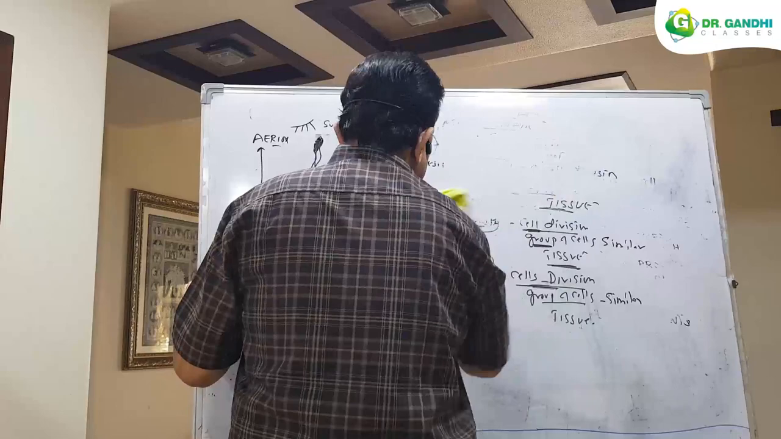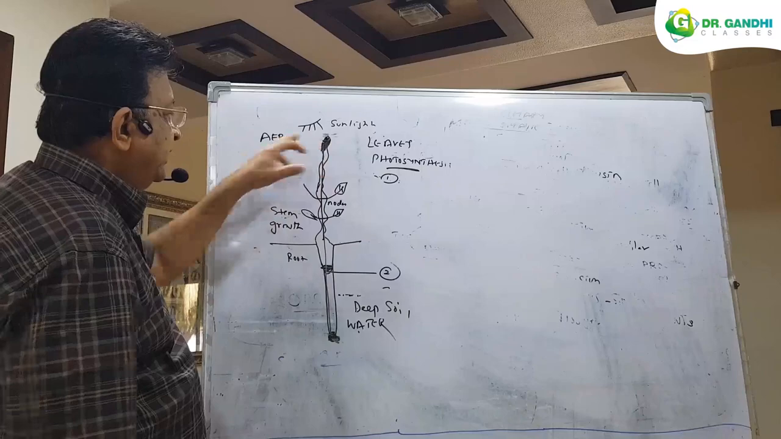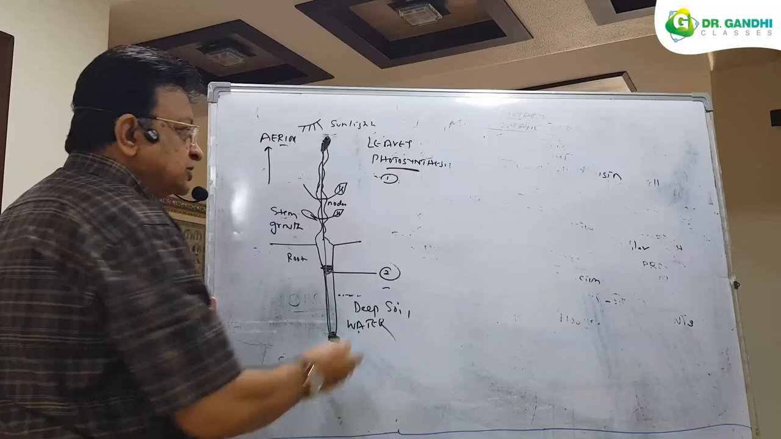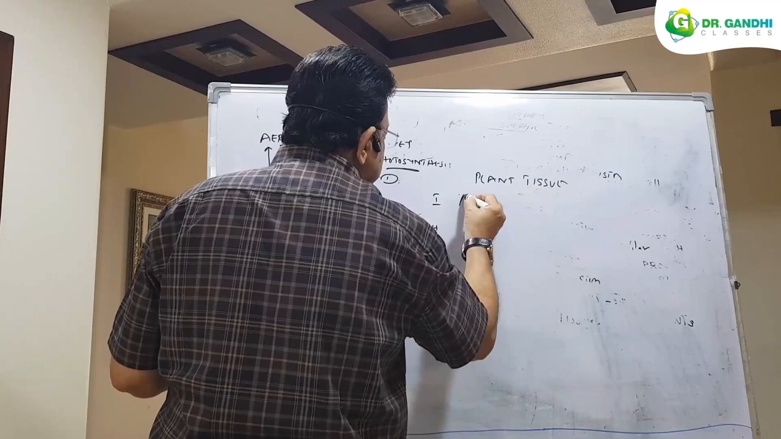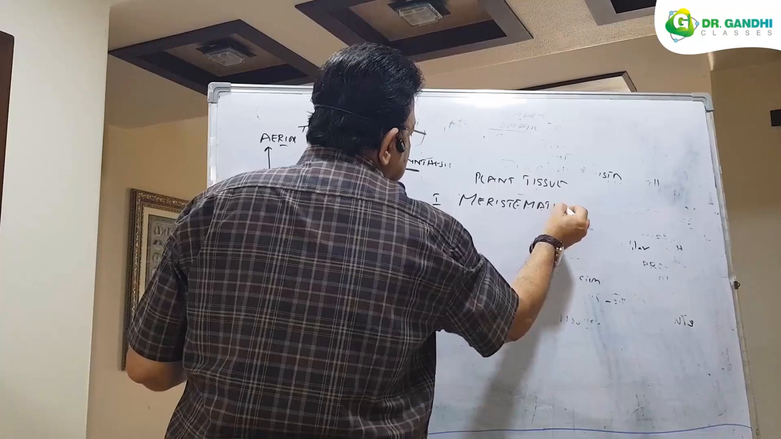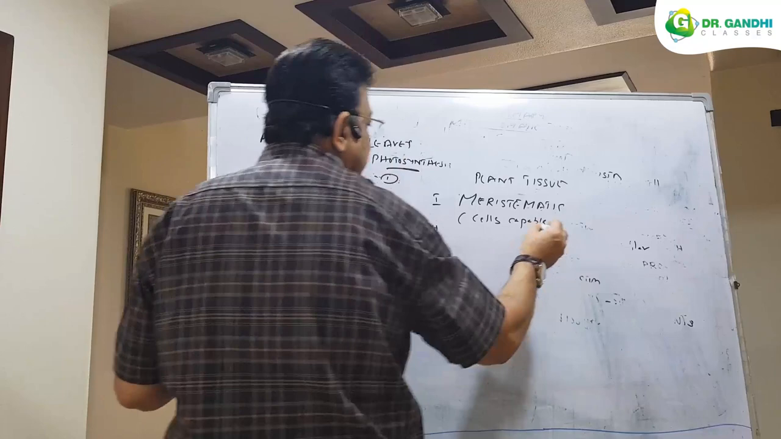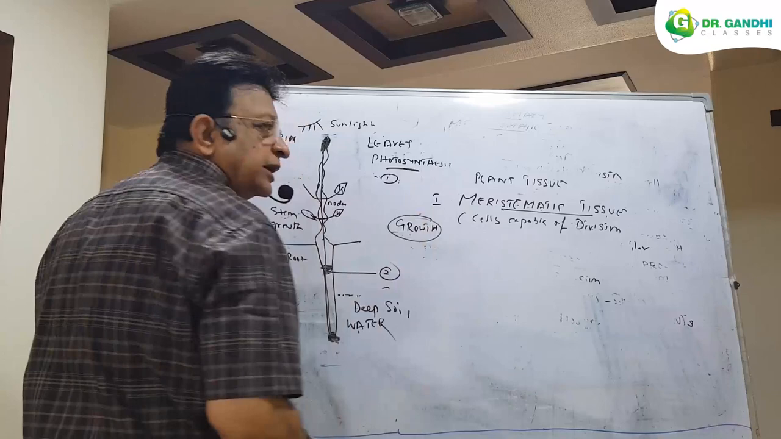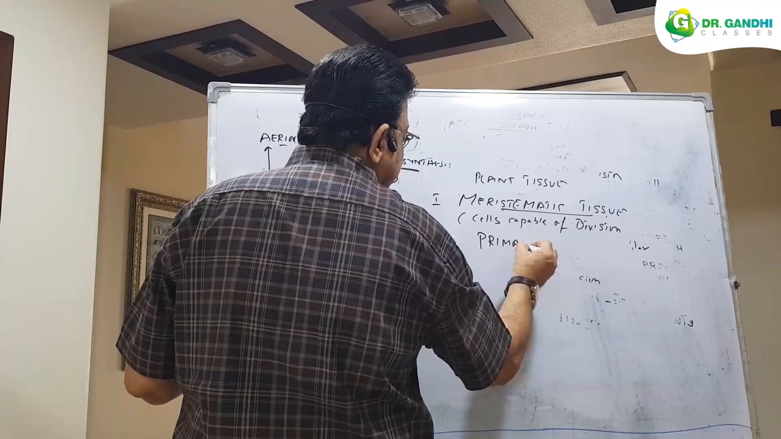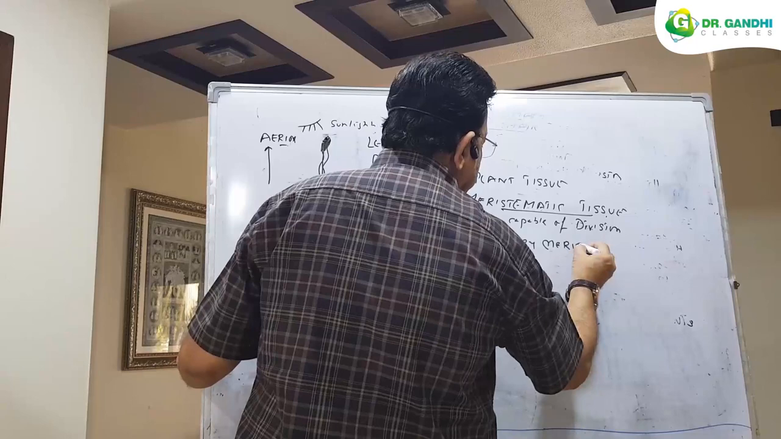So I'm writing down the whole thing again here. So now we begin here. Because the plant had to increase height, in the form of growth, the root had to go deep into the soil. In the form of growth, we have the first type of plant tissue, known as meristematic tissue. From the word meristem, cells capable of division. The cells are capable of division, known as meristematic tissue. The first one required is to show growth, therefore called primary meristematic tissue.